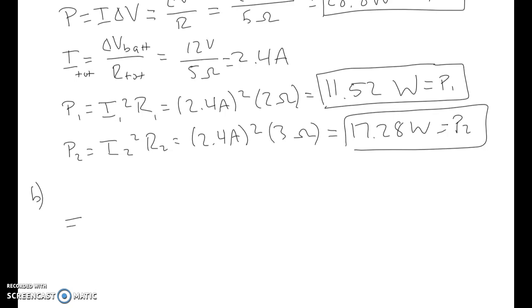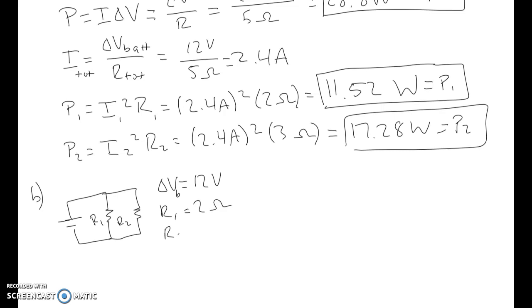Situation B, we're dealing with 2 resistors in parallel. I recommend you try this on your own and see if you end up with the same answer I do. Again, same thing going on. We have our potential difference of our battery being 12 volts. Resistor 1 is still 2 ohms, and resistor 2 is 3 ohms. So solving this quickly.